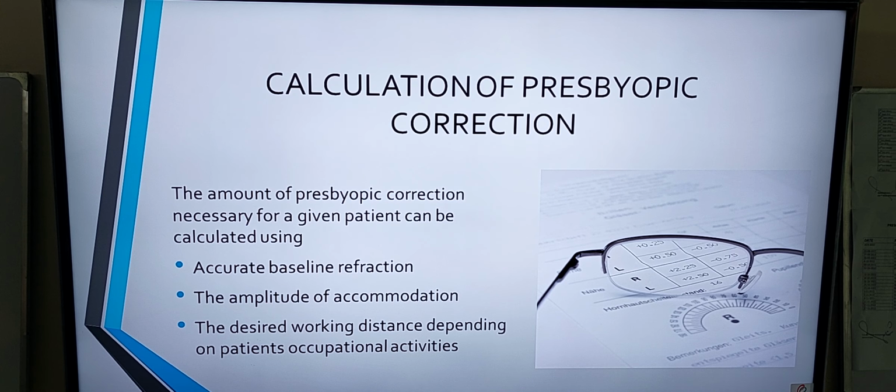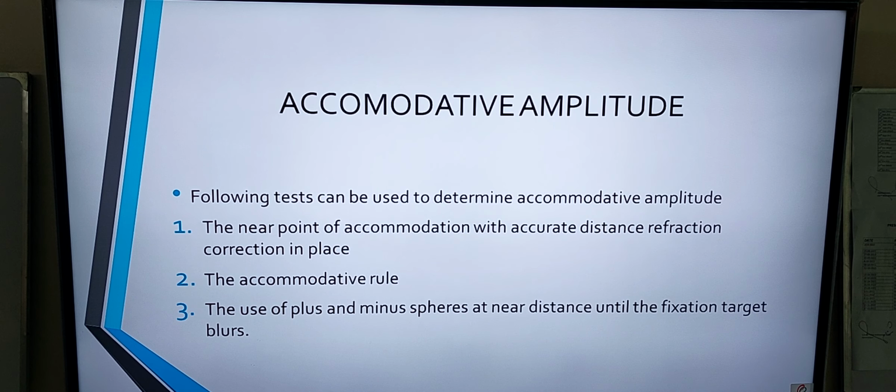Now we'll see how we can calculate the amplitude of accommodation. There are three tests that can be used to determine it. First, the near point of accommodation with accurate distance refraction correction in place. The patient's distance correction is applied, whatever it is, myope or hypermetrope. After the corrected refraction, the near point of the patient is assessed by asking him to fixate on a target and moving the target closer to the eye. When that object becomes blurred for the patient, that will be the near point of accommodation.